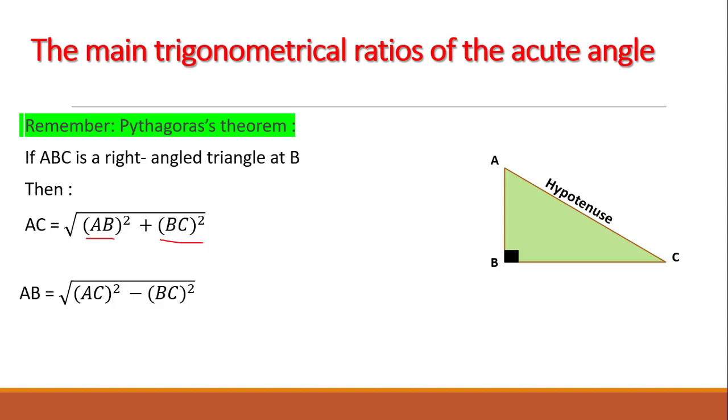What about if I want BC? If I want BC, it will be the hypotenuse power 2 minus AB power 2, and don't forget to take the square root. So if you want to get the length of the hypotenuse, you will take the square root of the summation of squares of the two other sides. If you want any side except the hypotenuse, you will take the square root of the difference between the squares of the length of two sides.